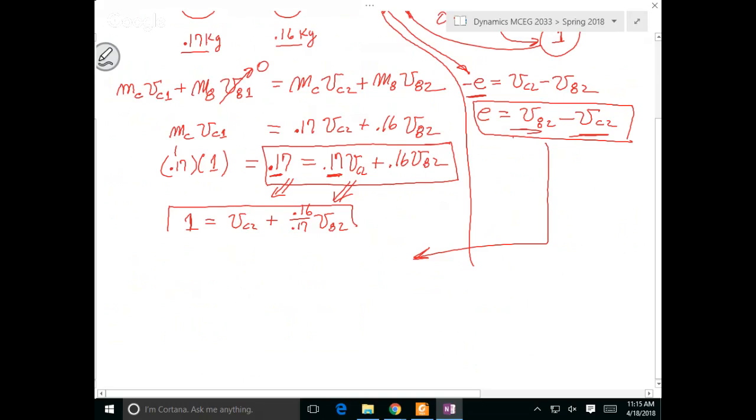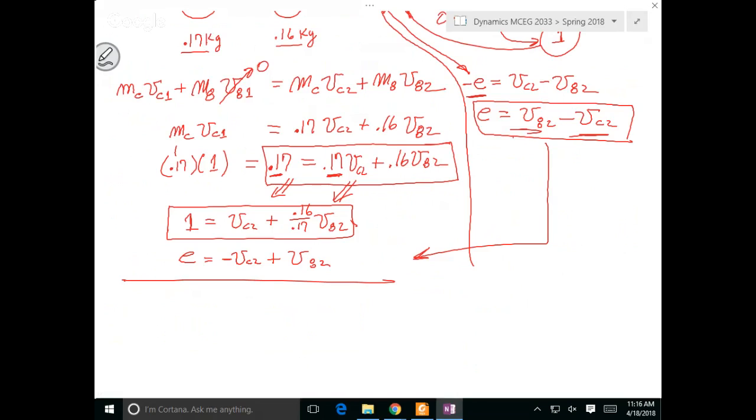I'll make a semi box. How about that? And then I'll put E. Well, I'll leave the box back on it. What am I doing? I don't know. And I'll say minus VC2 plus V8 ball. And then I'll add them. If I add them on the left, I get E plus 1 equal to, what is that? 1 plus 0.16 over 0.17 V8 ball.